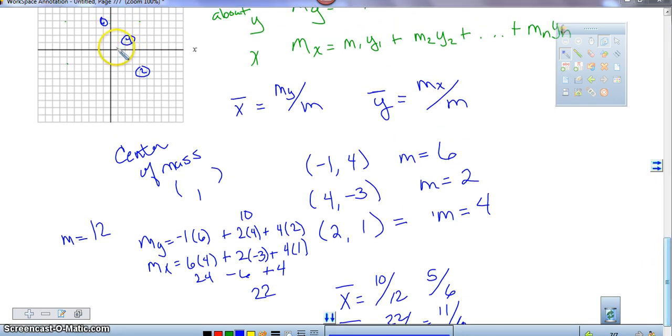So this ordered pair, 5/6 and 11/6, like right about here, this would be your center of mass for those.